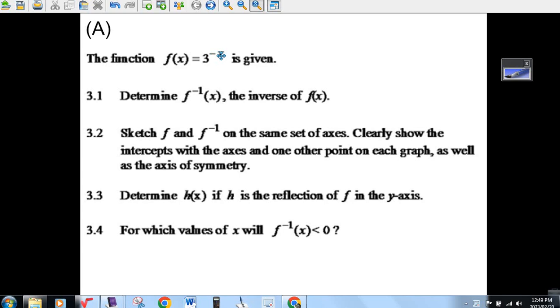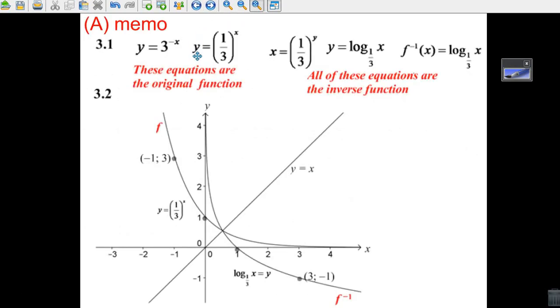Well, this 3 to the minus x, it's really 3 to the minus 1 to the x. It's easier for me if I think about it that way. If you know what 3 to the minus 1 is, that's 1 over 3. So the function is really y equals 1 over 3 to the positive x power. So 3 to the minus 1 is 1 over 3. There's your function.